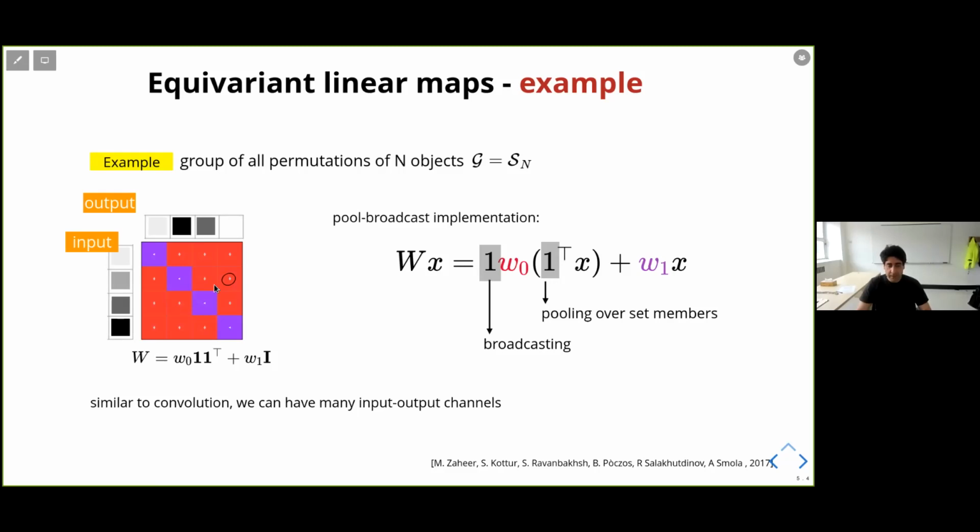And here, while we have two parameters similar to convolution, we can have multiple channels, and so we can build very expressive deep models.